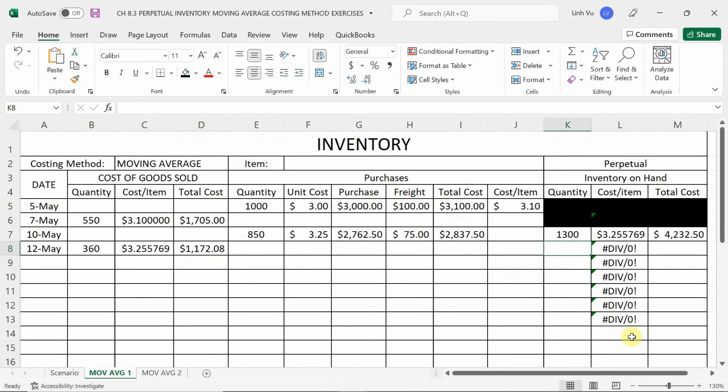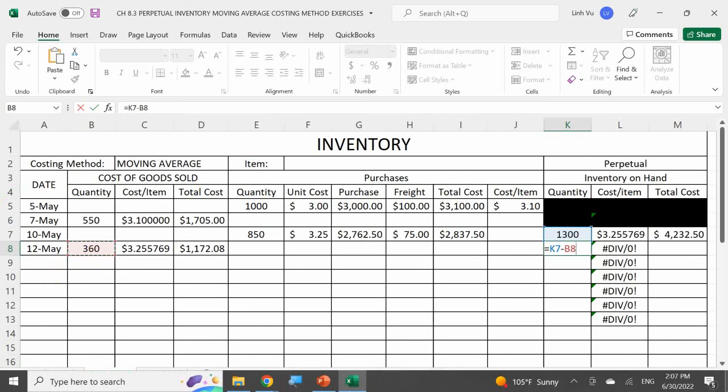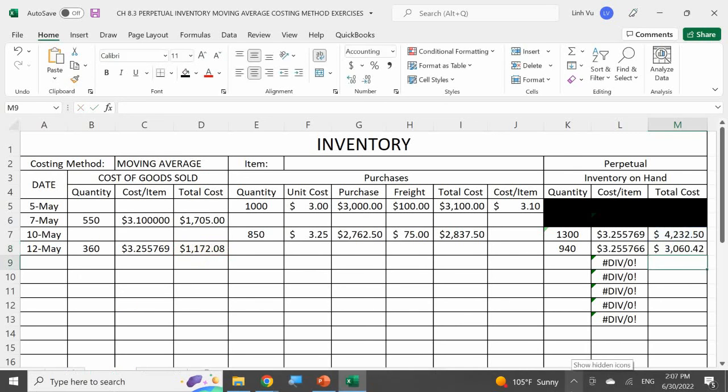So what am I going to do? I'm going to update my inventory now, right? I used to have 1,300, but I sold 360. So how much should I have left? 940. Okay. All right. And then total left. Total inventory $3,060.42. Good.